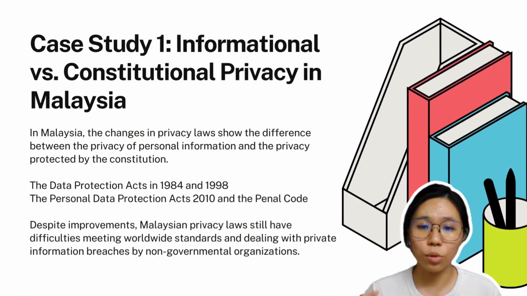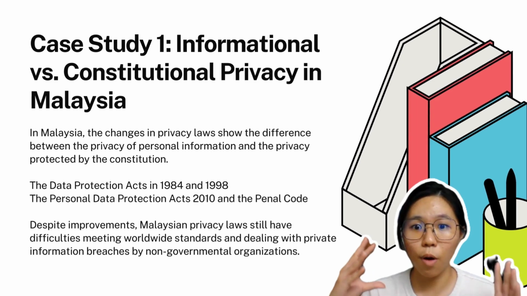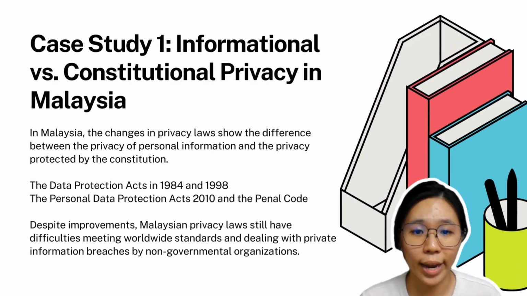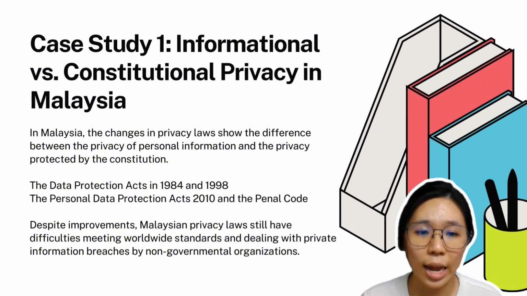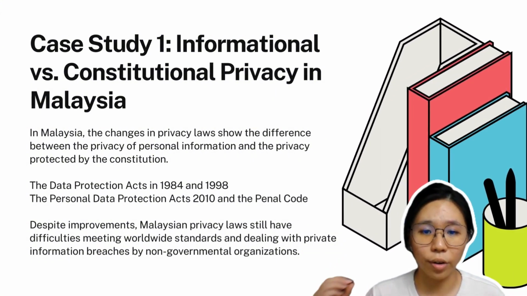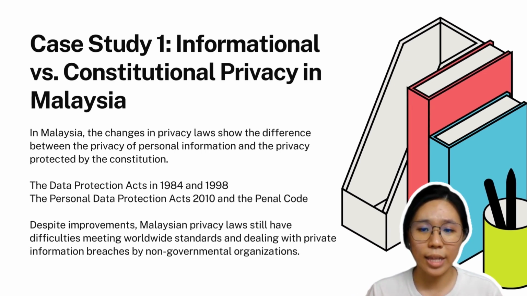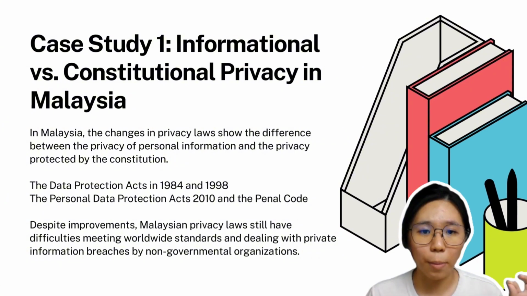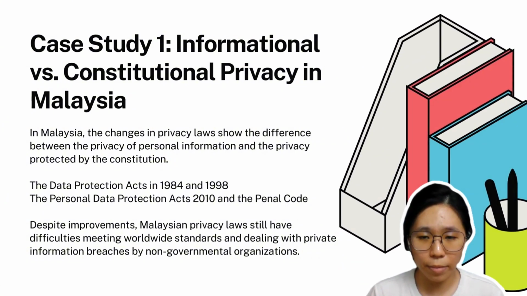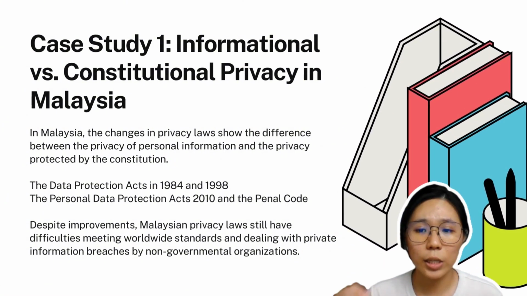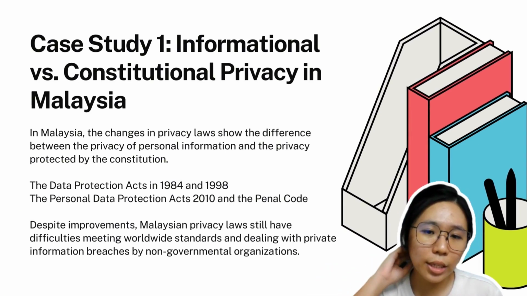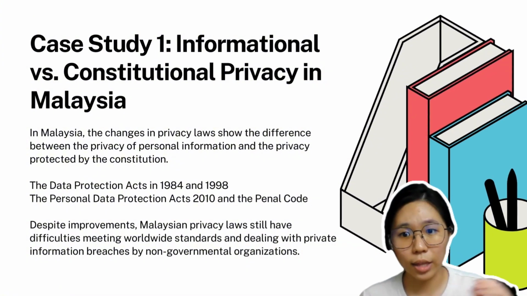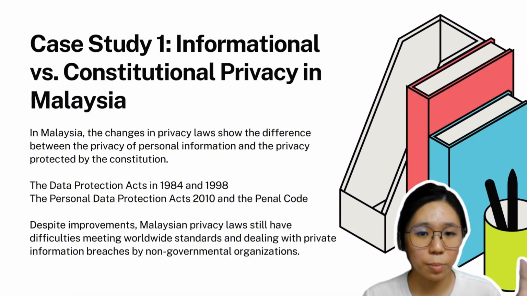The federal constitution mostly protects privacy from the government, not from private people. There are many important court cases. For example, the Sivarasa case shows the constitution recognized privacy rights. This means that individuals have power over their personal information and there are laws to protect them if their privacy is violated. Despite improvements, Malaysian privacy laws still have difficulties meeting worldwide standards and dealing with private information breaches by non-governmental organizations.